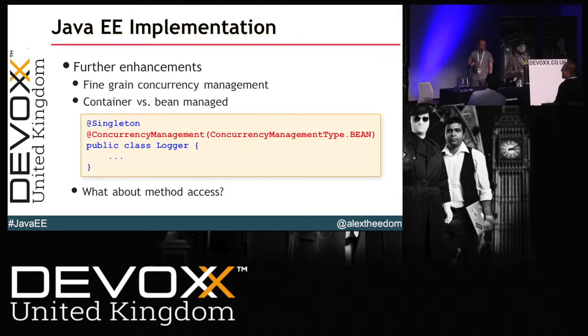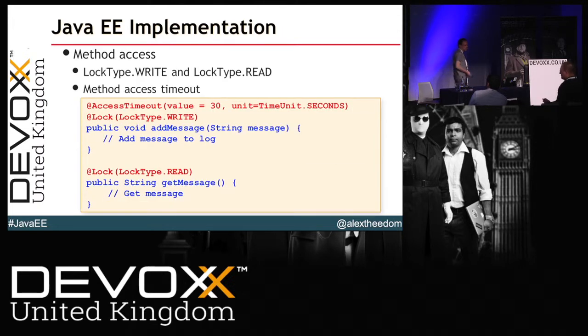But that's not all. We can do more. Our bean's concurrency, by default, is managed by the container. However, if we want to take back control of that management, we can specify that too. Again, with an annotation on the class level specifying bean managed concurrency.